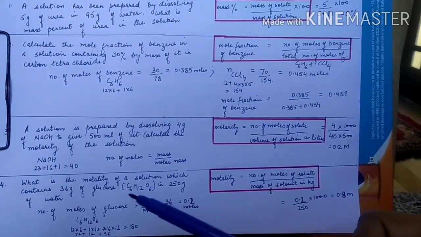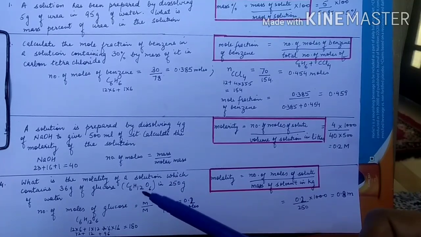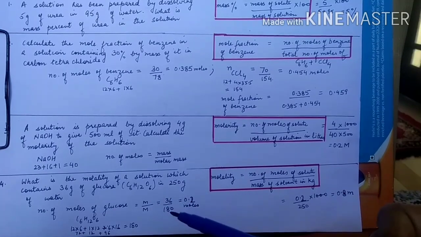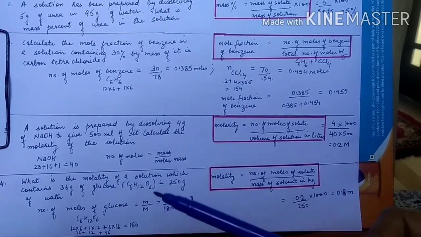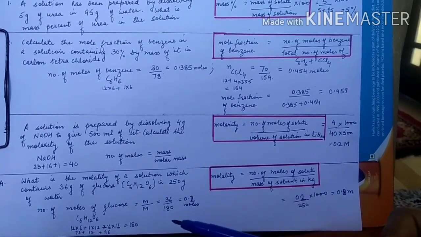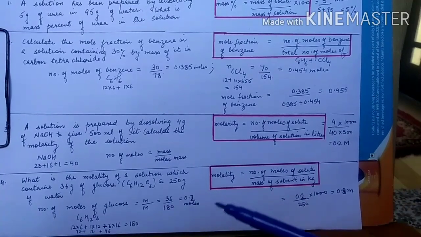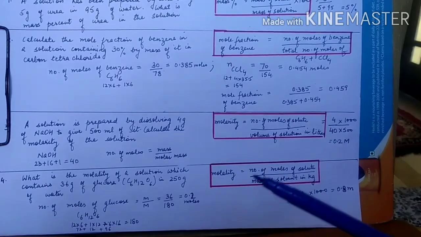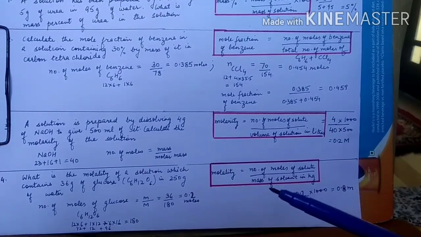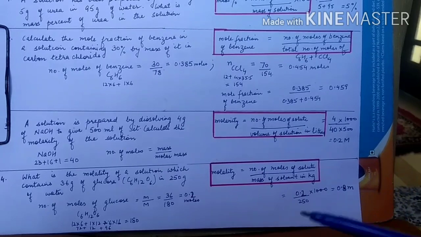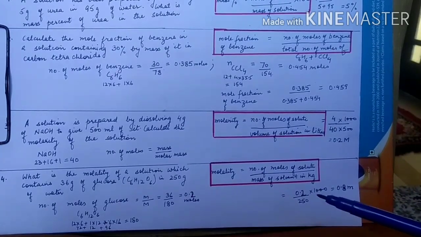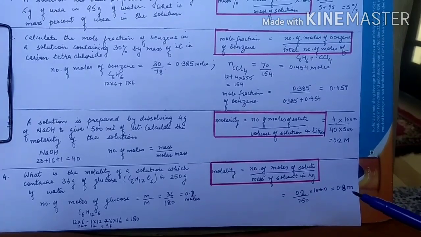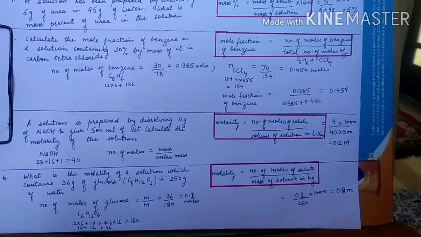Molar mass will be calculated from its formula. 12 into 6, 72 plus 12 into 1, 12. 72 plus 12, 84, plus 96, 180. So number of moles will be 36 divided by 180, which comes out to be 0.2 moles. Now molality will be 0.2 upon 250 into 1000. तो ये कट गया, 4 आ गया, 0.2 into 4, 0.8 mole. So this is molality of the solution.